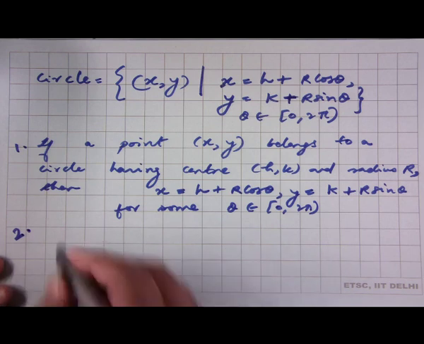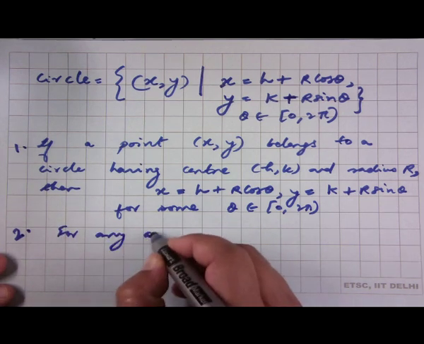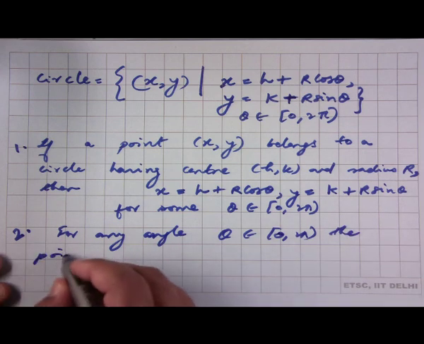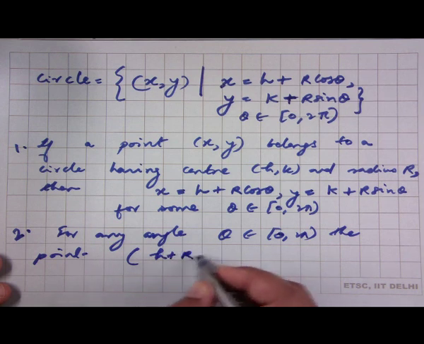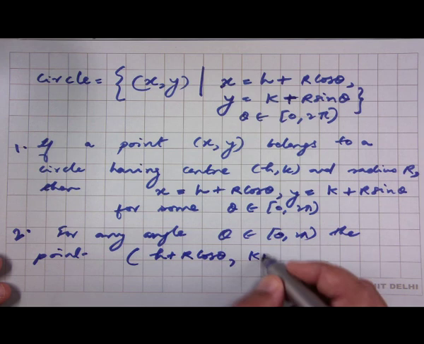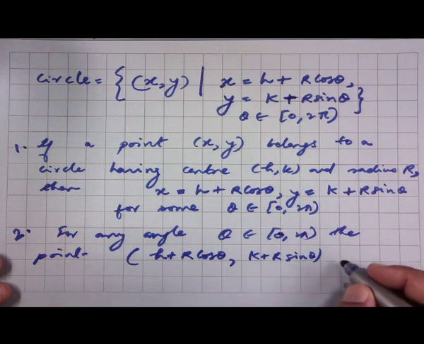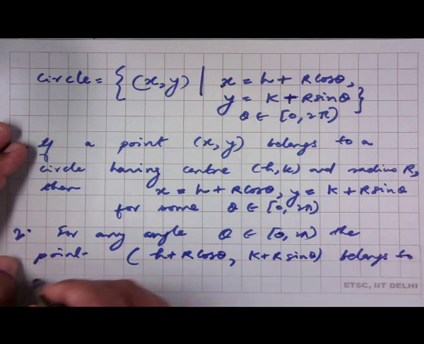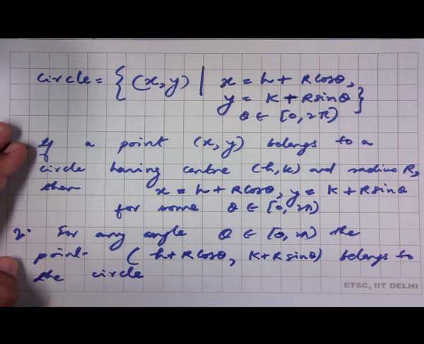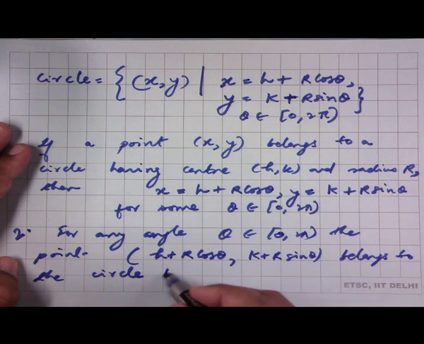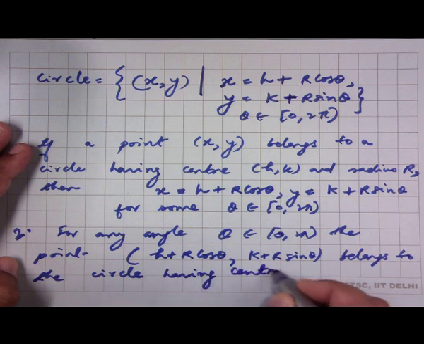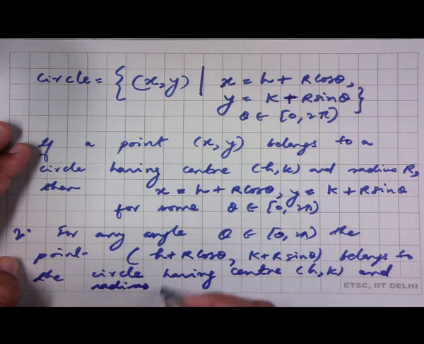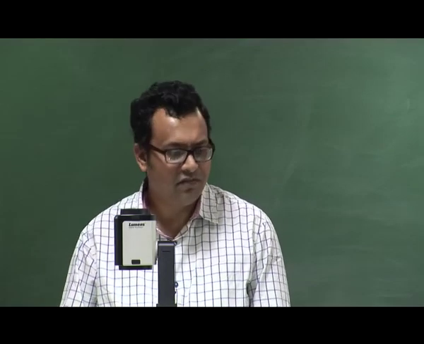The other thing that we have said is that for any angle theta belonging to 0 to 2 pi, the point h plus r cos theta and k plus r sin theta, this particular point, belongs to the circle having center h comma k and radius r. So, these two things we have shown.